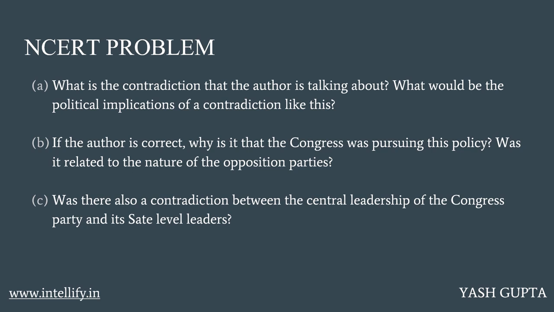The first sub-question is, what is the contradiction that the author is talking about? What would be the political implication of a contradiction like this? Second question is, if the author is correct, why is it that the Congress was pursuing this policy? Was it related to the nature of the opposition parties? And the third and last question is, was there also a contradiction between the central leadership of the Congress party and its state level leaders? Well, let's look at the answers to these questions.